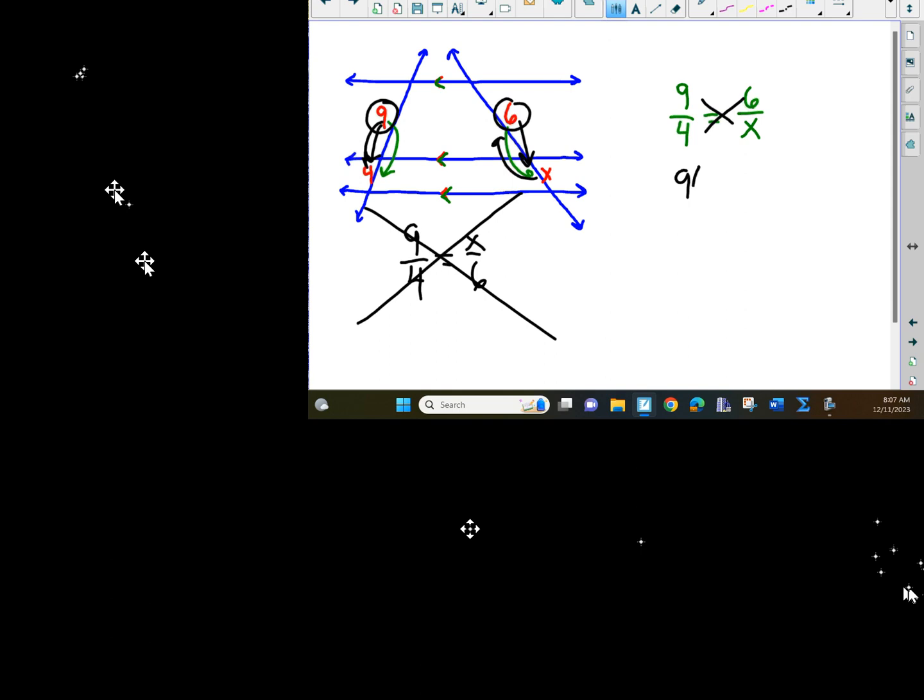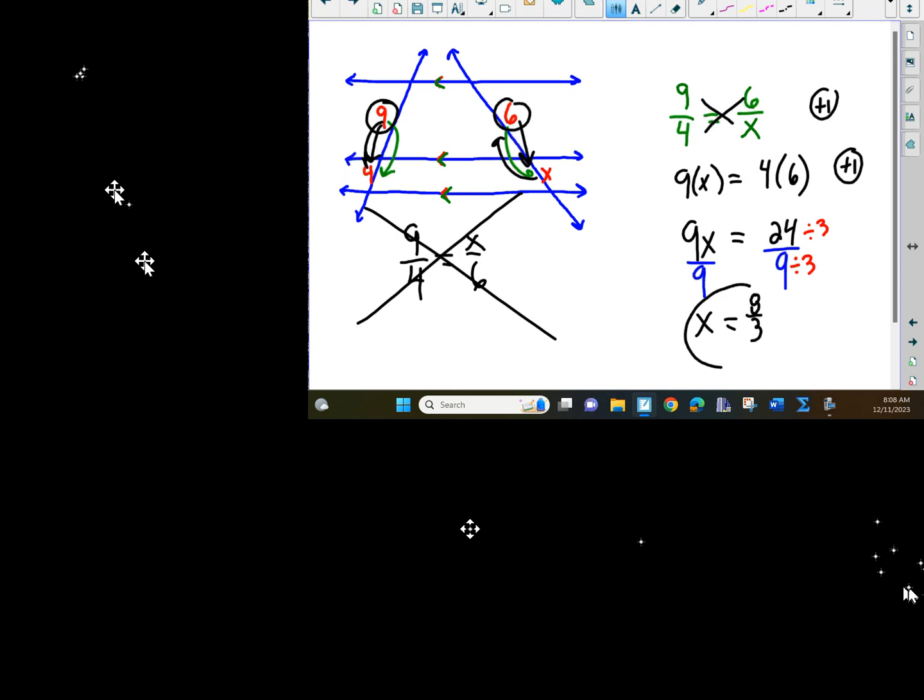You have 9 and you're multiplying it by x. You have 4, you're multiplying it by 6. So you got 1 point for the proportion, 1 point for knowing to do the cross product. I got 9x equals 24. I'm going to divide by 9. 9 does not go into 24 evenly, but I can divide out a common term. So no decimal answers. I'm going to have 8 all over 3.